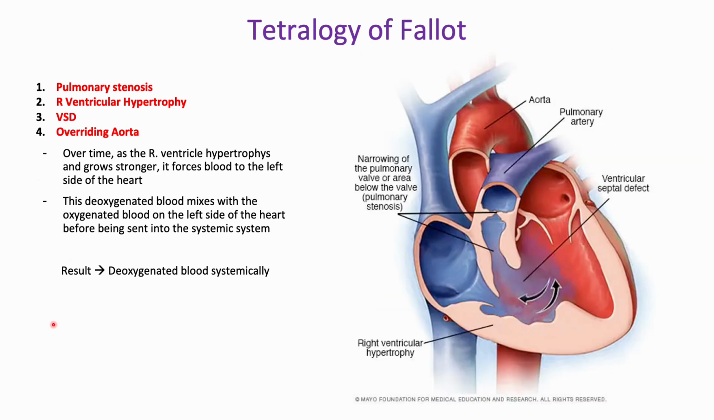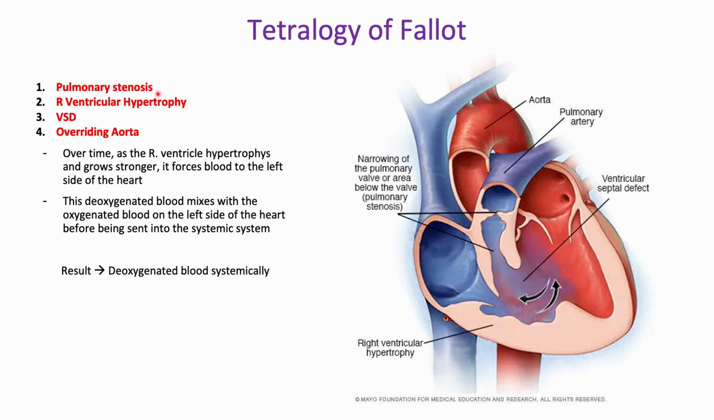All right, next up we have tetralogy of Fallot. Fun thing here, tetralogy is going to represent the 4 different defects that are associated. So the first defect is pulmonary stenosis. So this means that the pulmonary valve is going to be narrowed, so it's going to be hard for blood to be forced through.